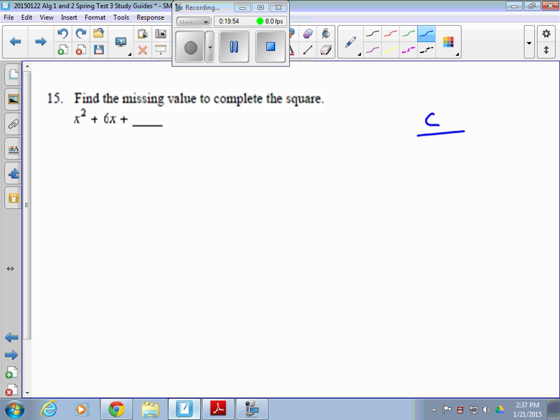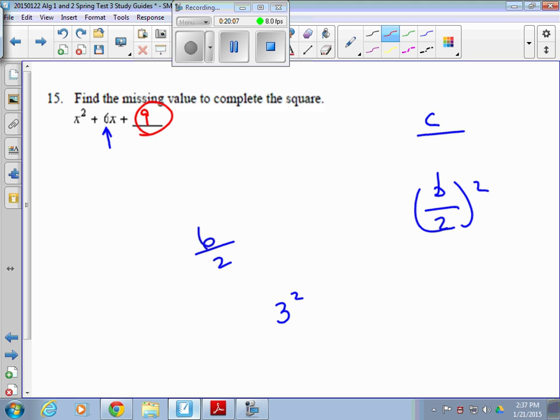Find C. Remember, in order to find C, take B divided by 2 and square it. B's value, in standard form, is 6. Divide that by 2, you know you get 3, and square that. Your C value is 9 for that one.